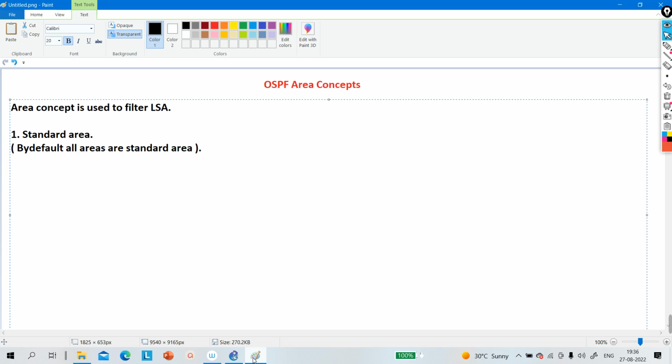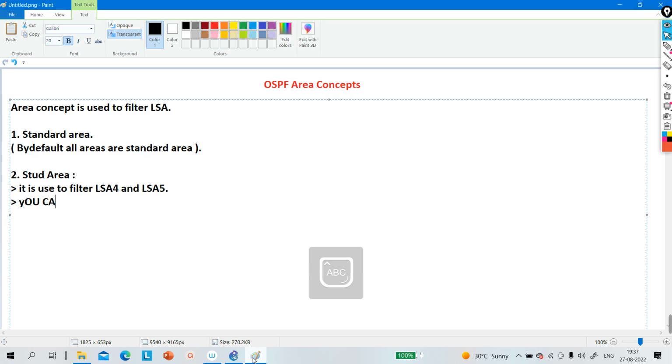Okay, so the second type of area we have in OSPF is stub area. This area is used to filter LSA 4 and LSA 5, right? Stub area is used to filter LSA 4 and LSA 5.